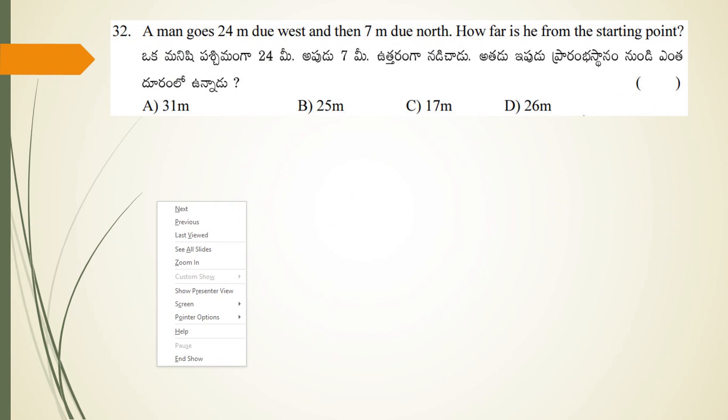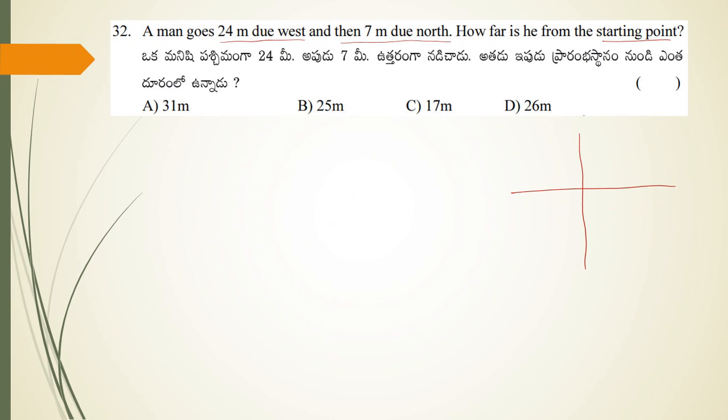Next, moving on to the next question. A man goes 24 meters due west, then 7 meters due north. How far is he from the starting point? For this, I need to remember the India map. If you observe the India map, the upper side is north and this is south, and to the right hand side you have east and this is west.